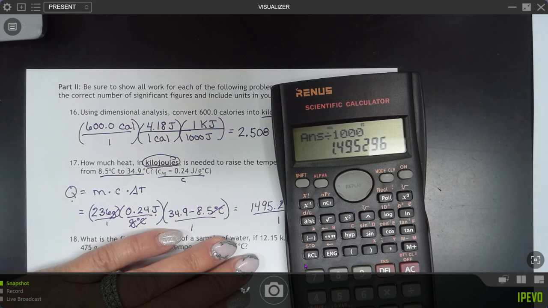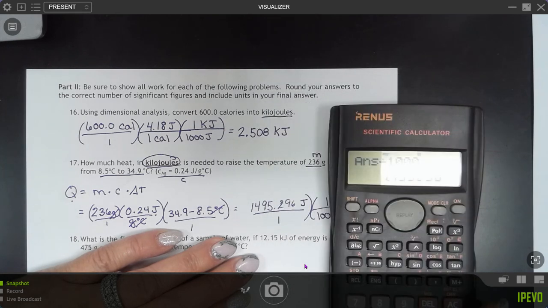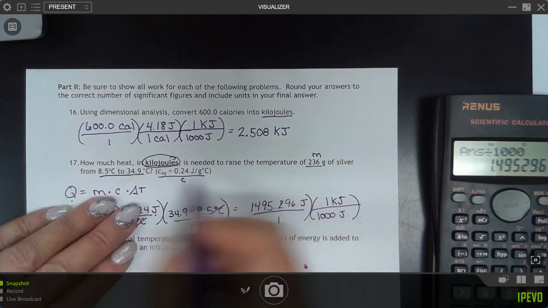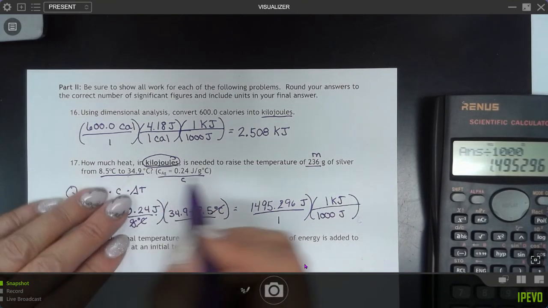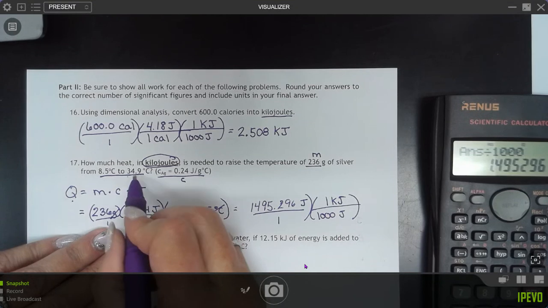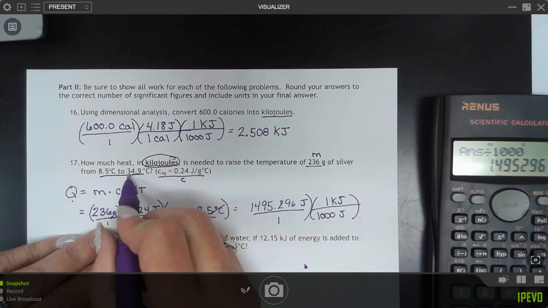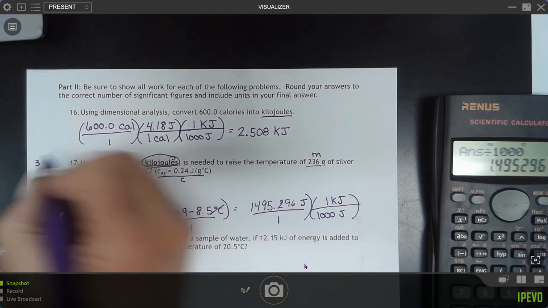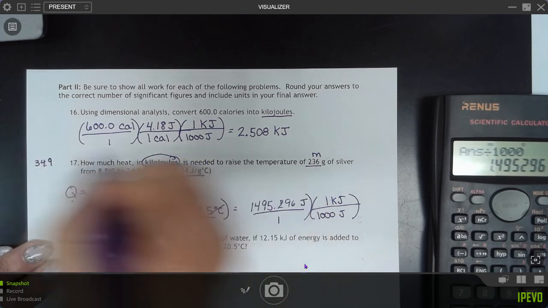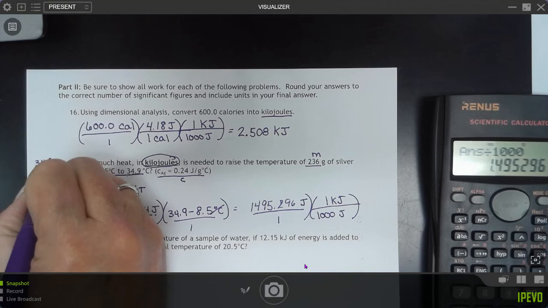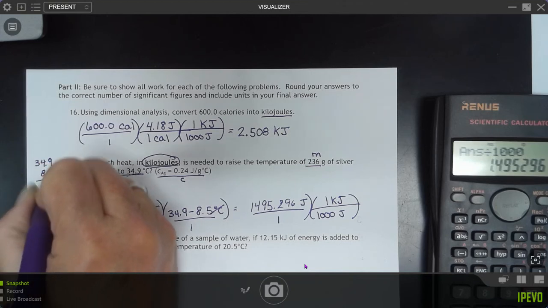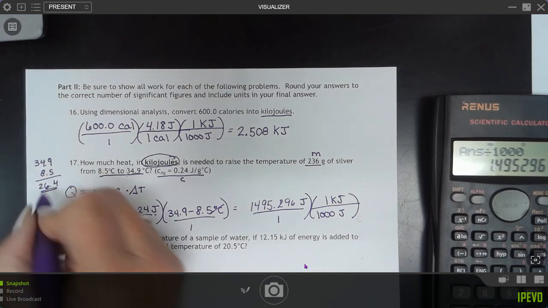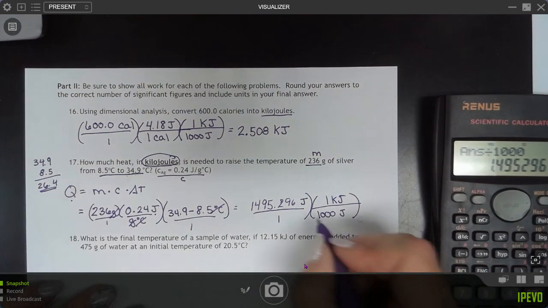And that gives me 1.495296. So let's see, how many sig figs can I use? I can use 3, because remember sig figs for when we do addition and subtraction, we'd have 34.9 minus 8.5, which is 26.4. That has 3 sig figs. So our answer can have 3 sig figs.